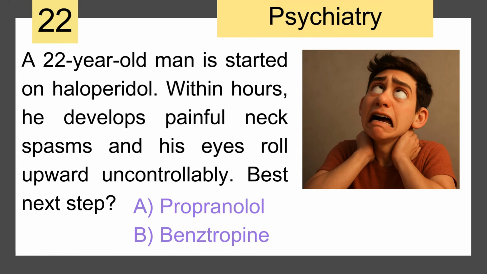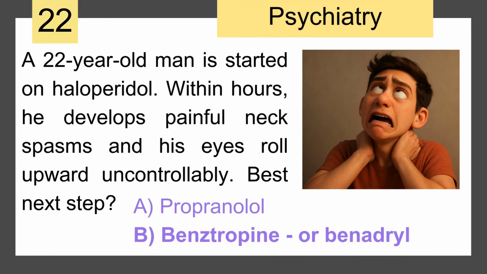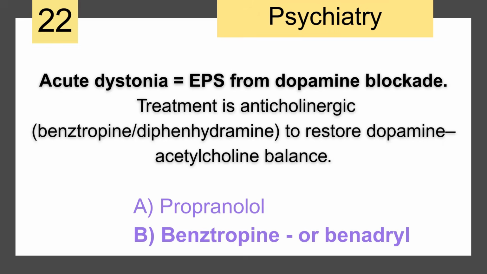Question 22. A 22-year-old man is started on haloperidol. Within hours, he develops painful neck spasms and his eyes roll back upward uncontrollably. This is acute dystonia, and it's treated with benztropine, Cogentin, or Benadryl, anticholinergics, which restore the dopamine-acetylcholine balance.